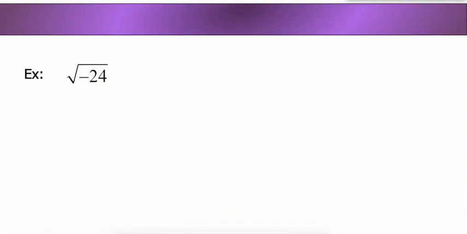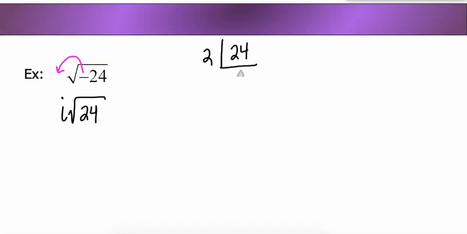Now, we can have imaginary numbers when we do not have perfect squares in the radicand. So when that happens, we are still going to go through the process of taking out the imaginary unit i. So we have i times the square root of positive 24 now. Then I'm going to come off to the side and I'm going to break down 24, 2 and 12, 2 and 6, 2 and 3.